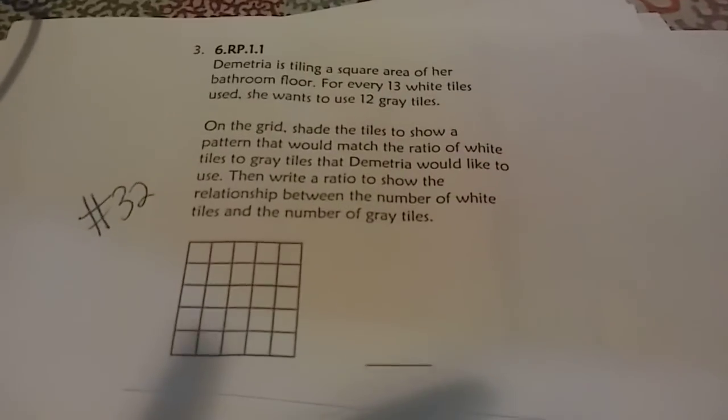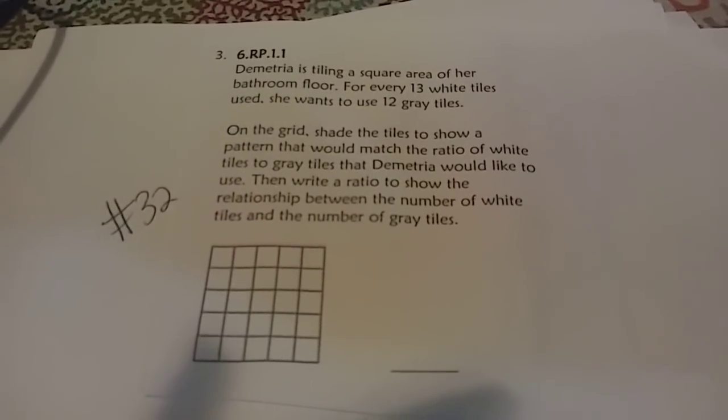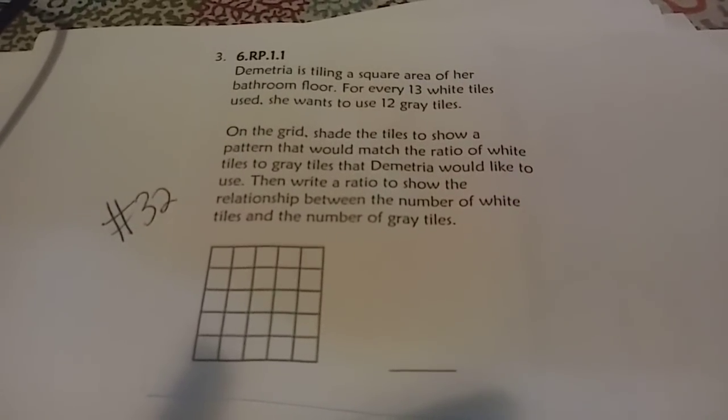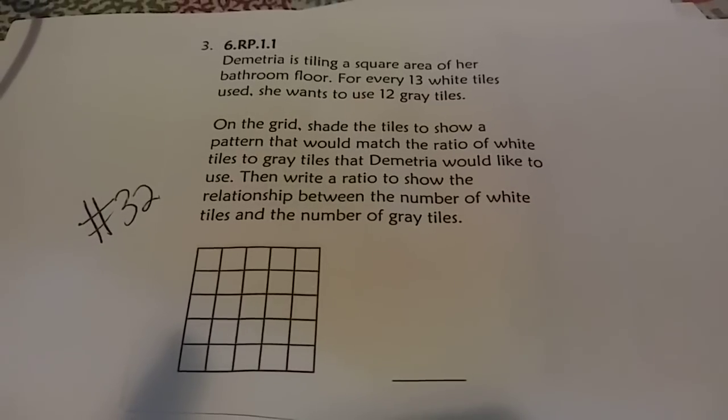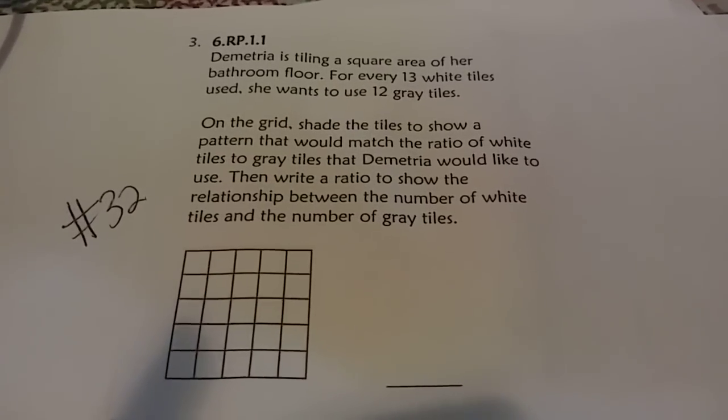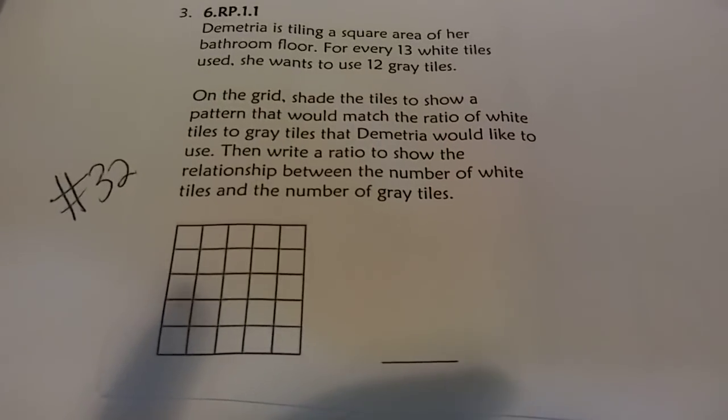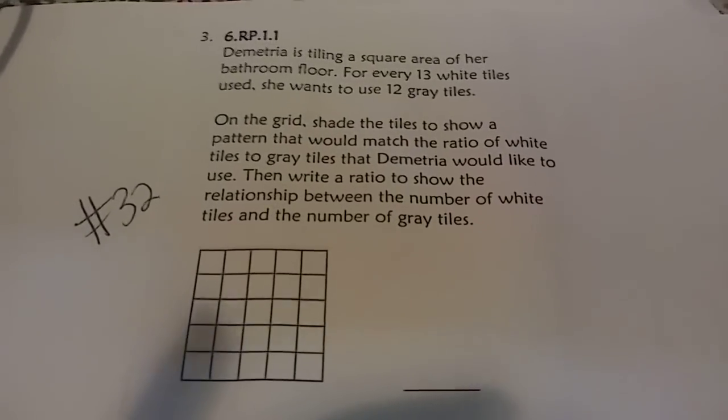Alright, this is another ratio problem. Demetria is tiling a square area of her bathroom floor. For every 13 white tiles used, she wants to use 12 gray tiles. On the grid, shade the tiles to show a pattern that would match the ratio of white tiles to gray tiles that Demetria would like to use. Then write a ratio to show the relationship between the number of white tiles to gray tiles.